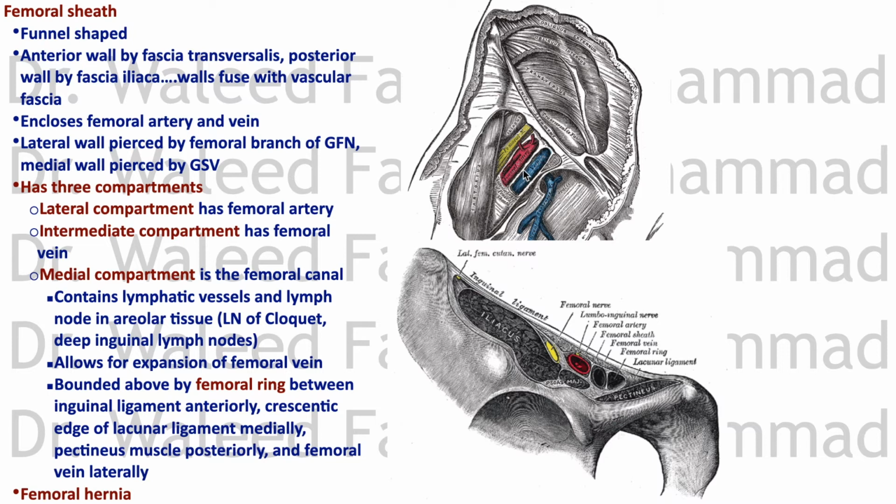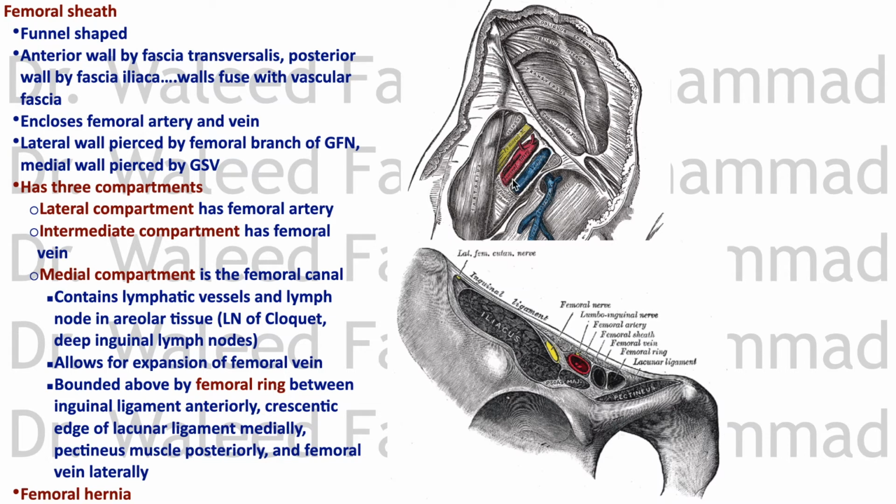Now, please pay attention to this because the femoral nerve is not included in the femoral sheath, unlike what happens in the axilla, where the vessels and nerves are together in one sheath, the axillary sheath. Here, the nerve is outside the femoral sheath.